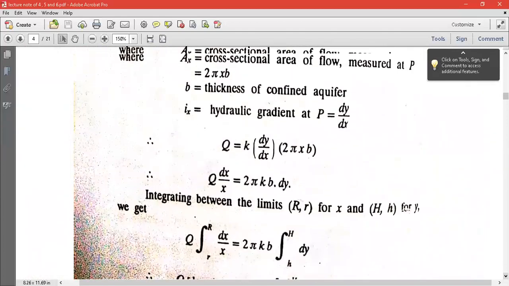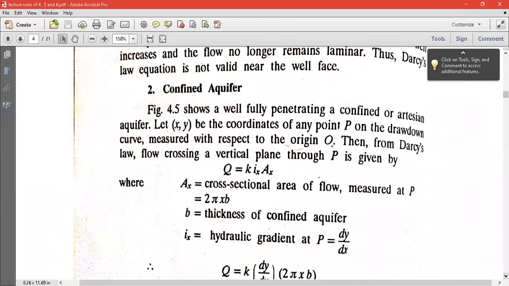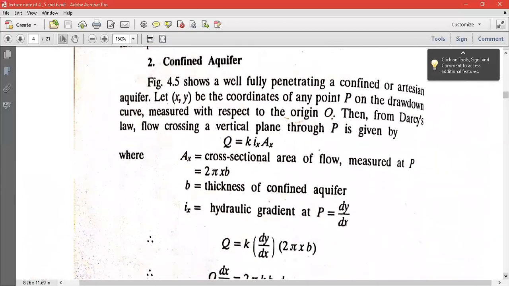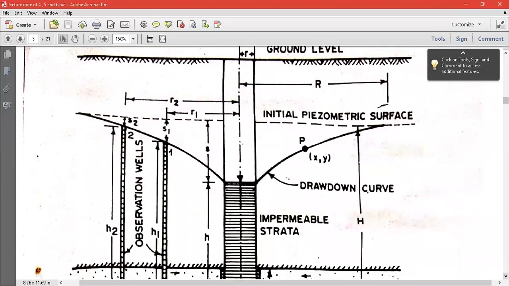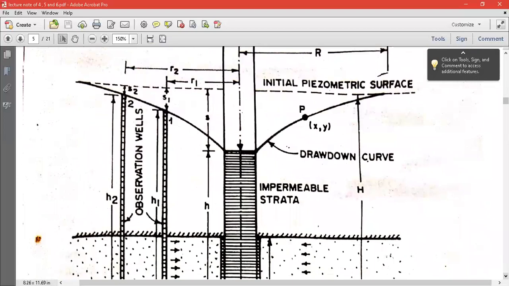Let's see how the derivation will proceed. The basic formula is the same, that is Darcy's law, Q equal to KIA. That is the unique formula, Q equal to KIA. Now here, the cross-sectional area of the flow at a point P will be 2 pi X into B. Why? Because X is the radius. Again at a point P, X is the coordinate on the X-axis. So that means 2 pi R, so 2 pi X. And what is Y?